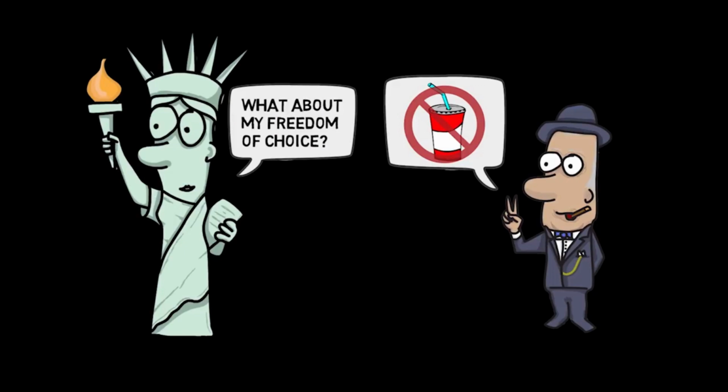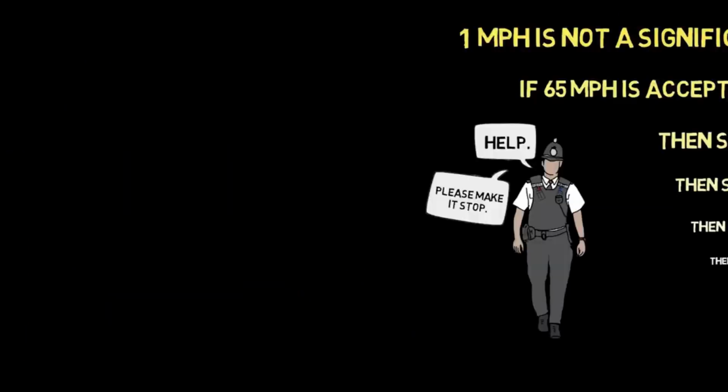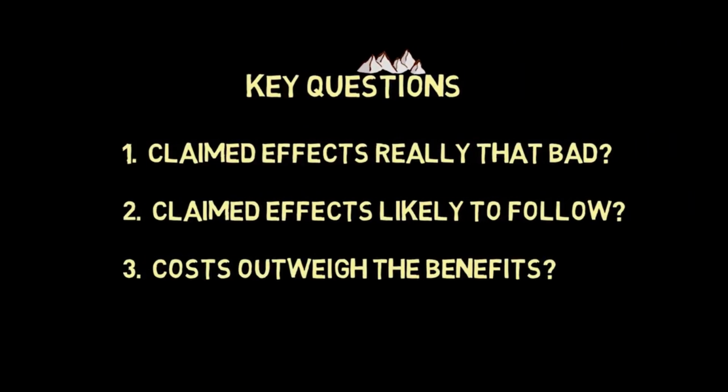If the government can tell me I can't buy large sodas, then what is the government going to tell me next? What time to go to bed? How big my steak should be? How plausible is this slippery slope argument? To answer this, use the 3 questions introduced earlier to evaluate it, and let us know what you think in the comments.